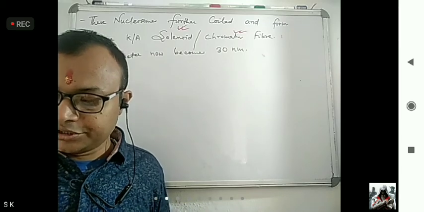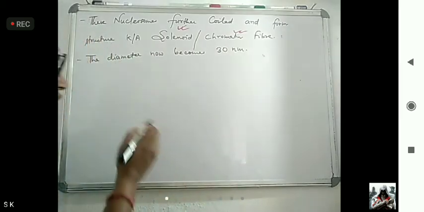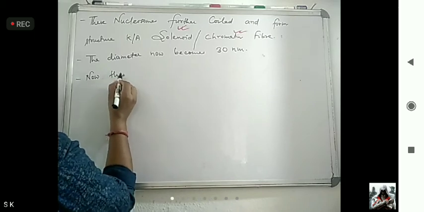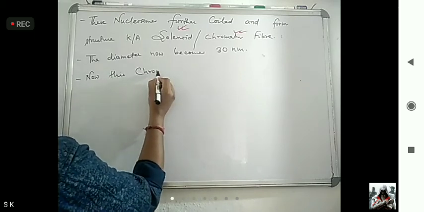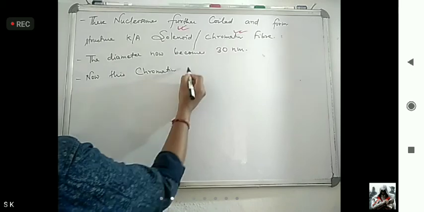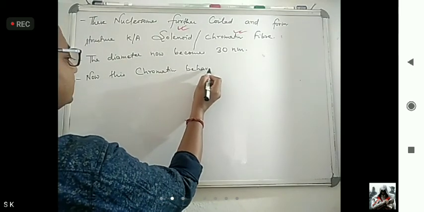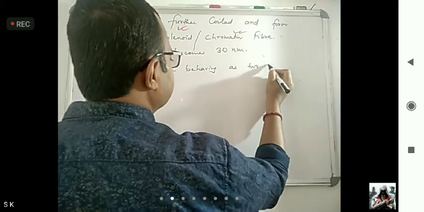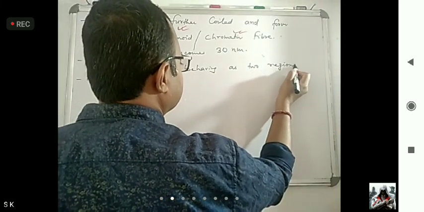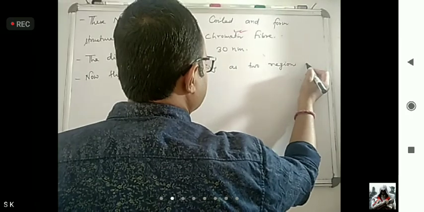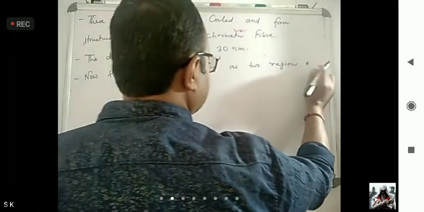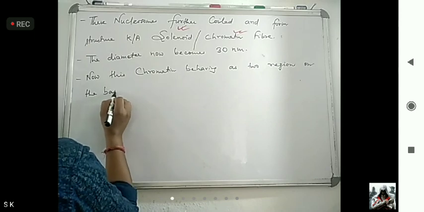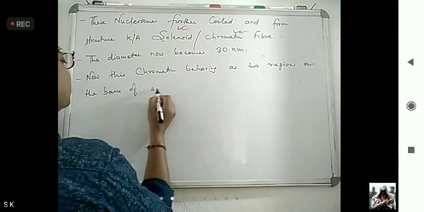Okay, now this chromatin is differentiated into two regions, on the basis of staining. So now this chromatin behaves as two regions on the basis of staining of the nucleus.